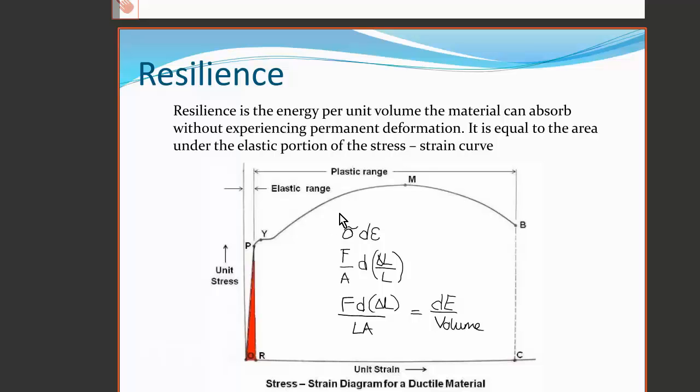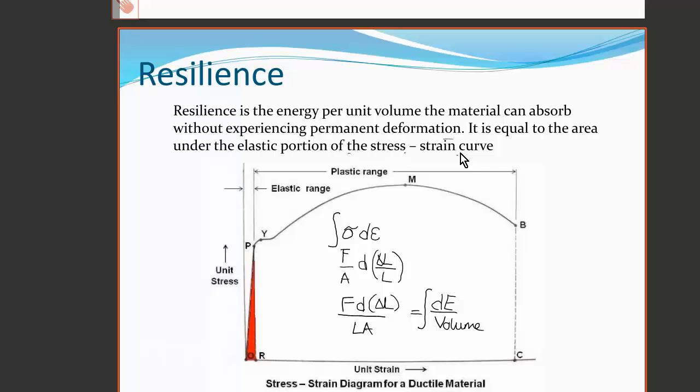So this is telling us that if we integrate or find the area underneath the stress-strain graph, what we're calculating is the energy stored per unit volume as we stretch this material. And the resilience is the energy per unit volume the material can absorb without experiencing permanent deformation. It is equal to the area under the elastic portion of the stress-strain curve.